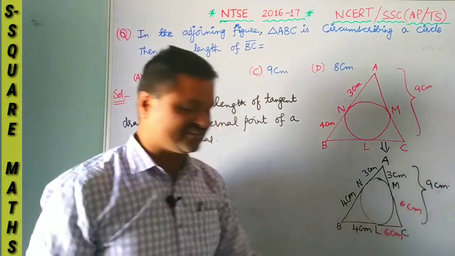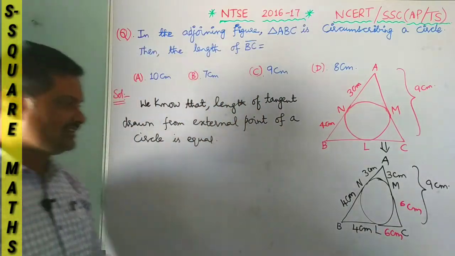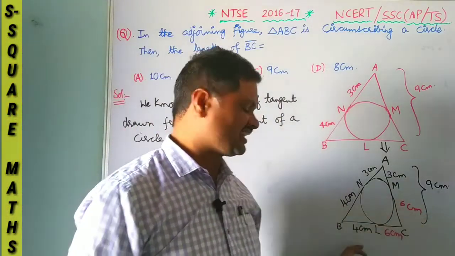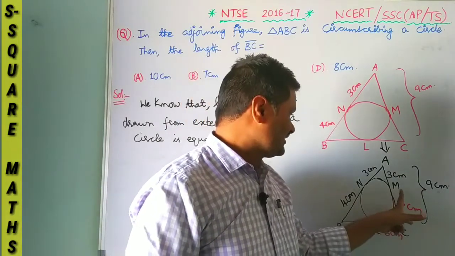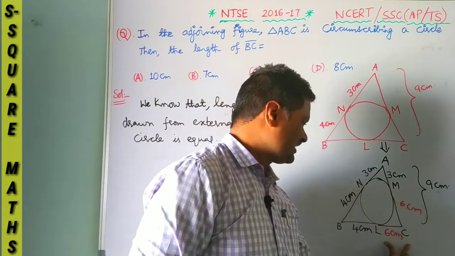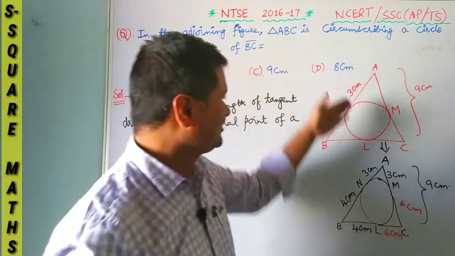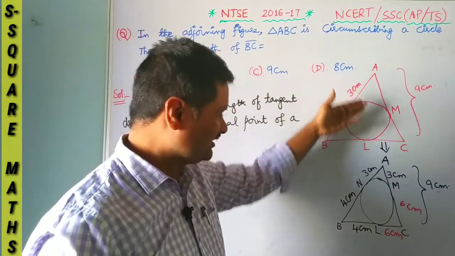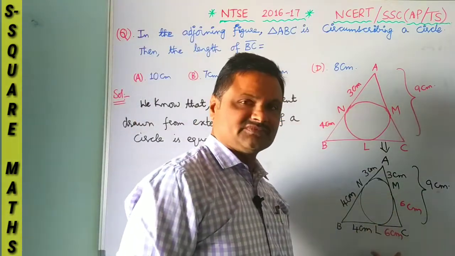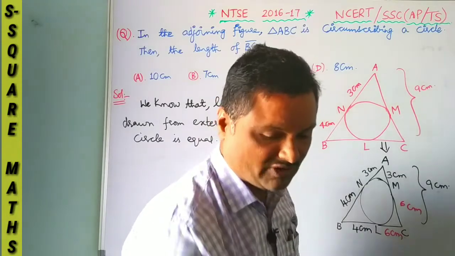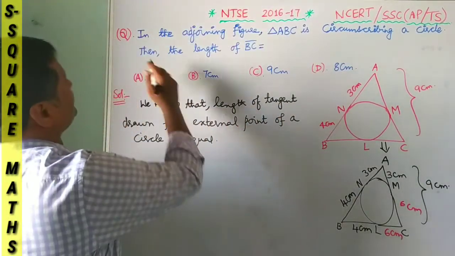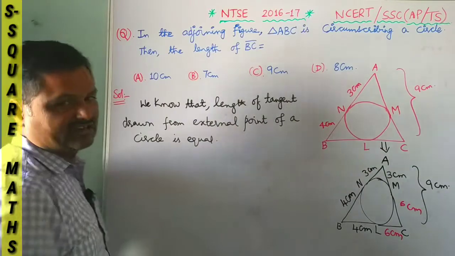And C is our external point. Here tangents drawn from the external point to a circle are equal. So CM and LC also will be equal. So from this main diagram, this part has been explained. So what we have to determine is the length of BC.